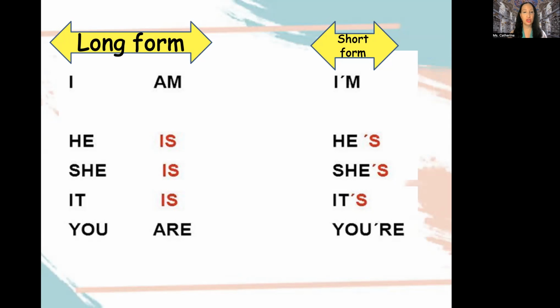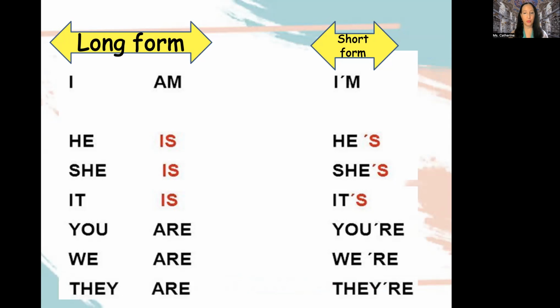What about this one? You are becomes you're. Good job. What about this one? We are. We're. It's almost like weird, but without the D. We're. That's right. These are tough, right? What about this one? They are. They're. Okay.